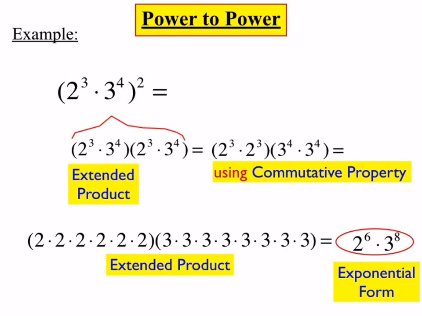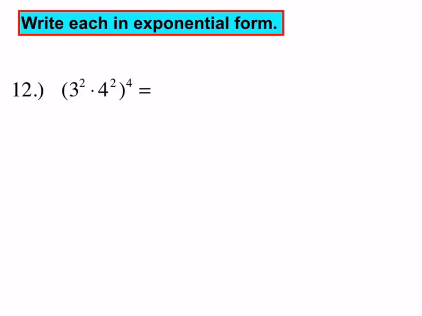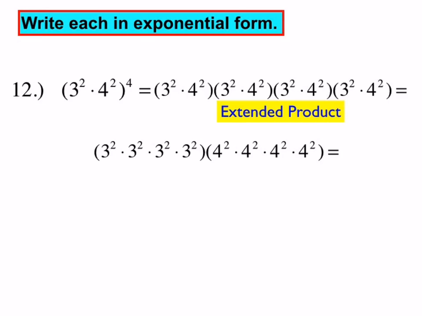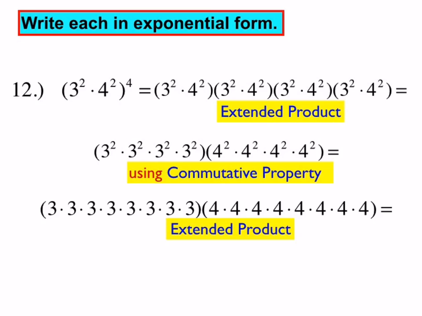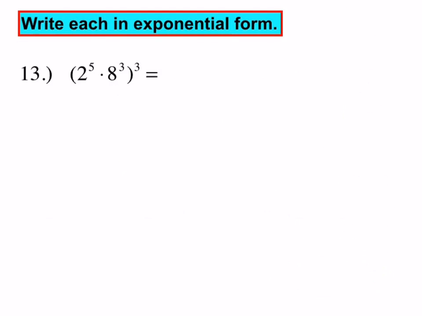Mika, hold on a second. There we go. What'd you get? 3 to the 8th power times 4 to the 8th power. Very good. Here's the reason why. Extending the product, using the commutative property. Extending the product again, we have 8 3's and 8 4's. Therefore, it is 3 to the 8th times 4 to the 8th.